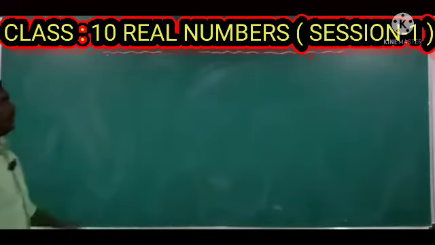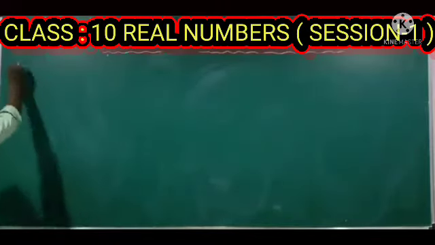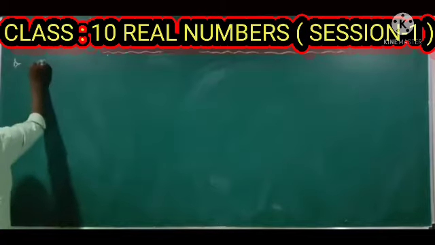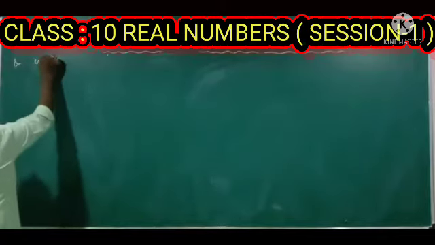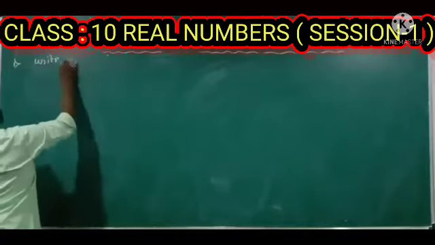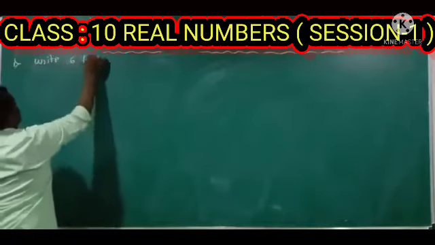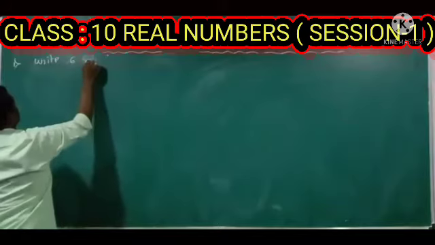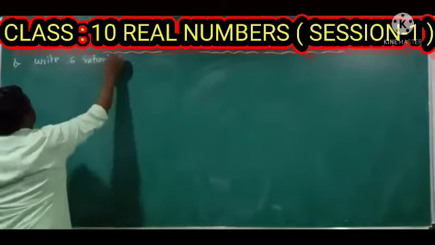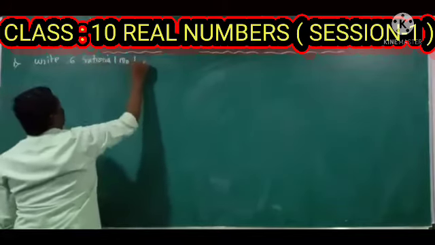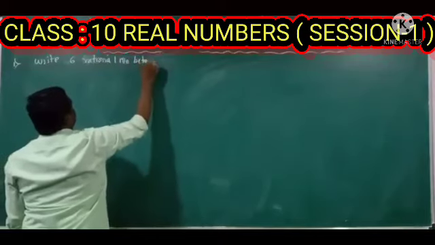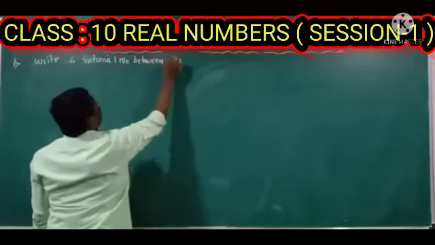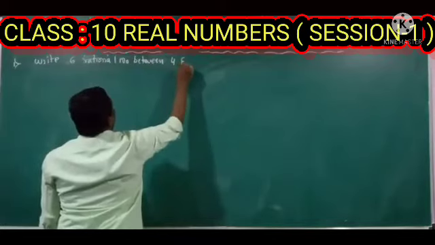First one, write 6 rational numbers between 4 and 9.